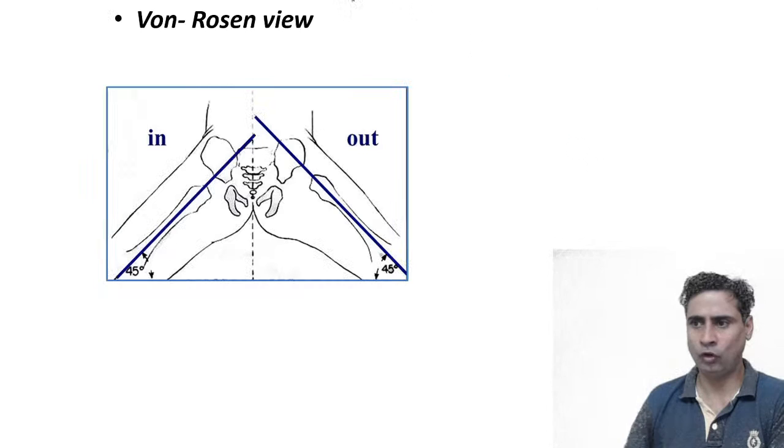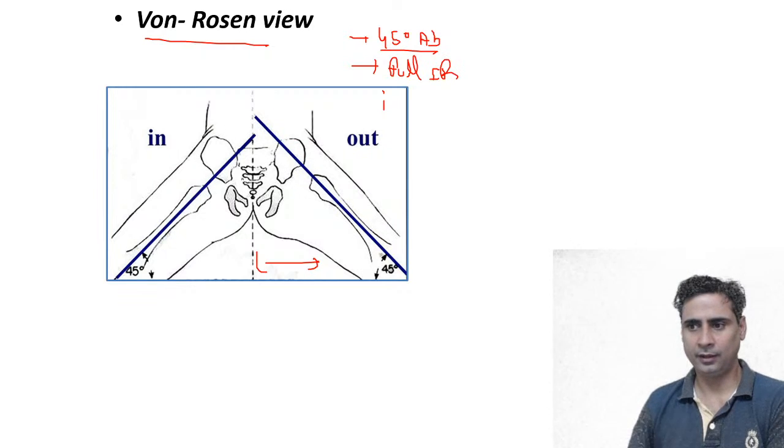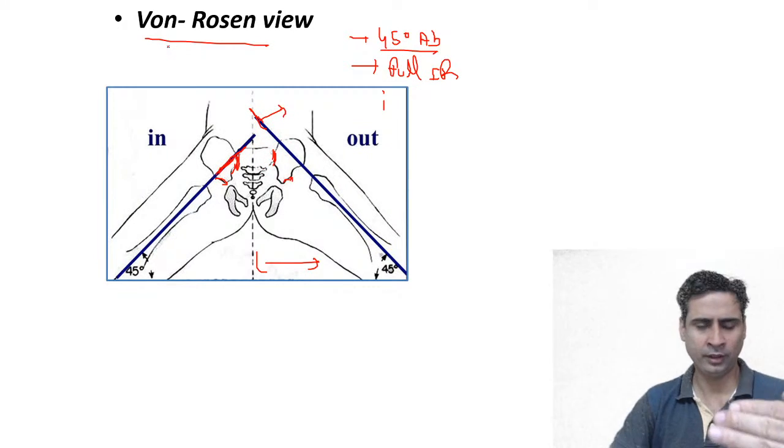Now one special view is the von Rosen view, where in 45 degrees of abduction and full internal rotation, you take an anteroposterior X-ray, and on the normal side, if you draw the long axis of the femur, it will touch the upper margin of the acetabulum and will traverse through the sacroiliac joint. In developmental dysplasia of the hip, this is the acetabulum. This line will pass way above this acetabulum and in the lumbar region, not in the sacroiliac joint. So this is known as von Rosen line and this is the von Rosen view. So von Rosen line and von Rosen view are related to developmental dysplasia of the hip.